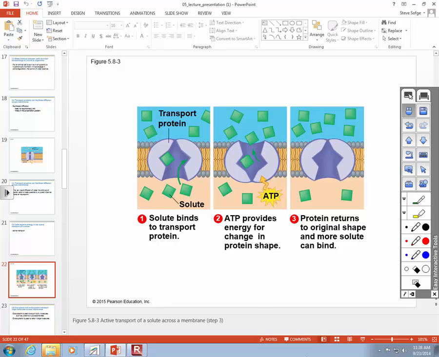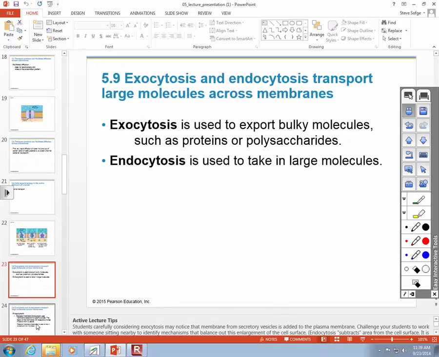But you are also going from where you have less of it, less green squares, to where you have more green squares. So you're going from a low concentration to a high concentration. You do need a transport protein of some sort, whether it's a channel protein or whatever, but you got to have that. But you also have to have ATP. So those are just necessary components in order to make that work.